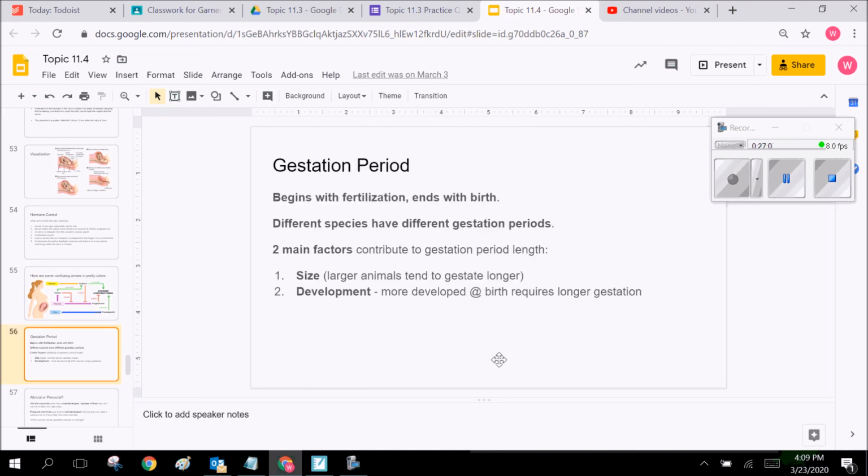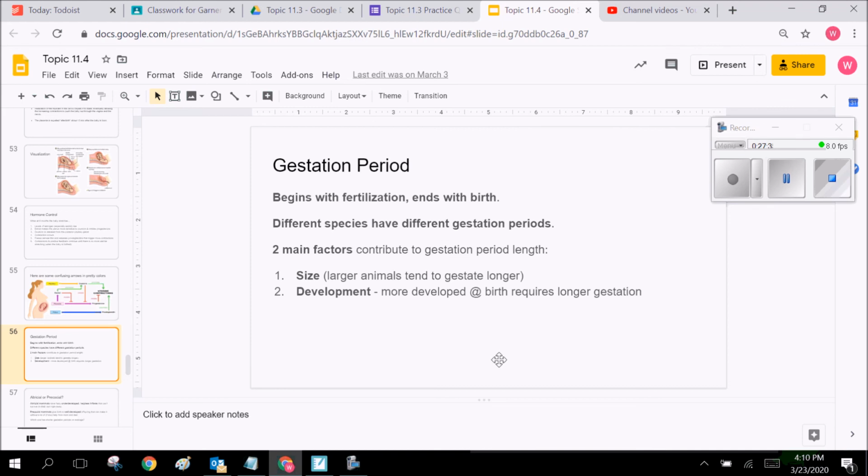Yay! Gestation period. Okay, so this is going to happen after fertilization, and it's going to end with birth. Lots of species have different gestation periods. It's basically just the amount of time it takes for your baby to cook and be ready to be born. And two main factors will contribute to the length of this: the size of the animal and its development. If it's really developed at birth and ready to just get up and walk around like a baby cow or something, then that's going to take a while. Okay, and if it's super huge like an elephant, that's also going to take a while.